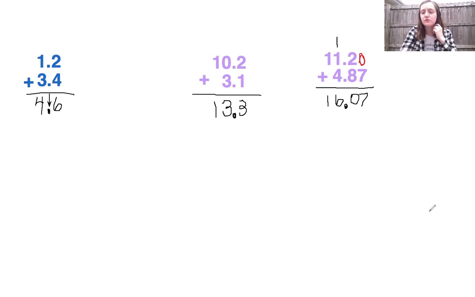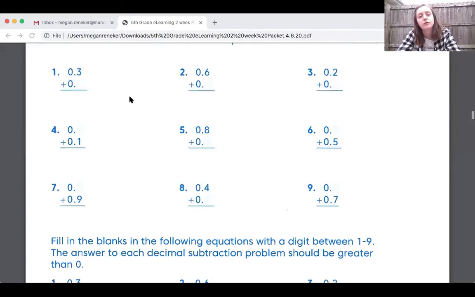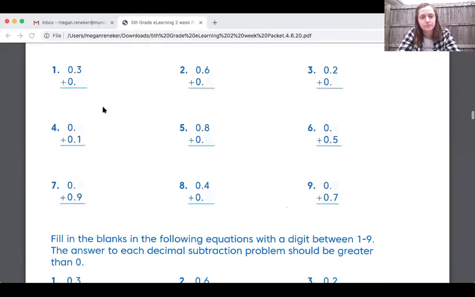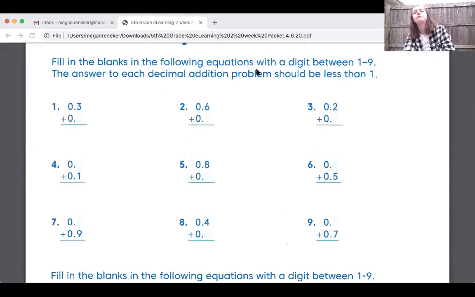Okay, so those are just some examples. Now let's take a look at a couple problems from your packet. Okay, so I'm going to go ahead and pull that up for us here so that we can apply it directly to the work that you are doing. So if you look under day number 1, the instructions tell us to fill in the blanks in the following equations with a digit between 1 and 9. The answer to each problem should be less than 1.